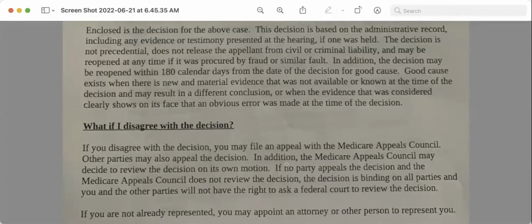If you disagree with the decision, you may file an appeal with the Medicare Appeals Council. Other parties may also appeal the decision. In addition, the Medicare Appeals Council may decide to review the decision on its own motion. If no party appeals the decision and the Medicare Appeals Council does not review it, the decision is binding on all parties, and you and the other parties will not have the right to ask the federal court to review the decision. If you're not already represented, you may appoint an attorney or another person to represent you. So that's the process that we're going to do now.